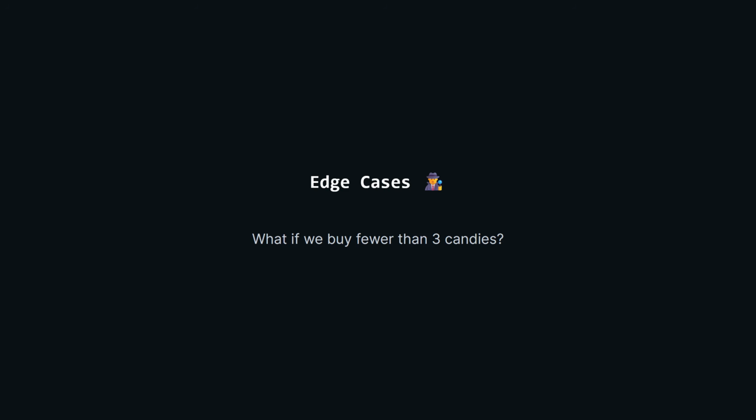You might be wondering about edge cases. What if we have fewer than 3 candies in our list? The code actually handles this perfectly. If we only have 1 or 2 candies, their index will be 0 or 1. The condition for a freebie is an index that leaves a remainder of 2. So we'll just pay for them normally without any errors.